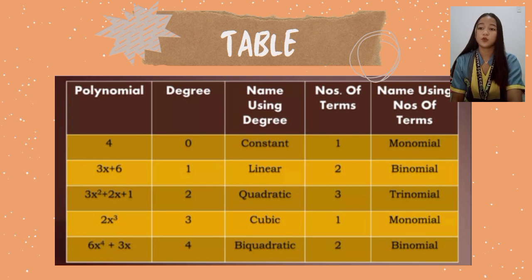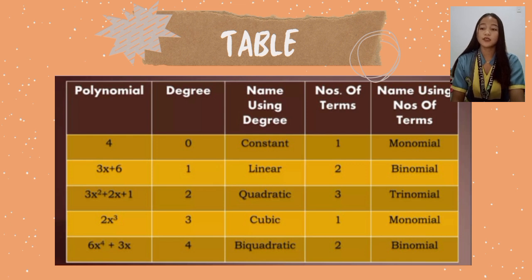And the next is 2x cubed. The degree is 3. Why is the degree 3? Because in 2x cubed, the highest exponent is cube, kaya yung degree niya is 3. The name using degree is cubic. The number of terms is 1. The name using number of terms is monomial.